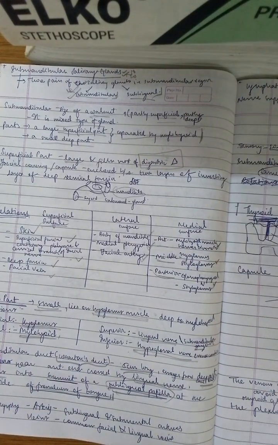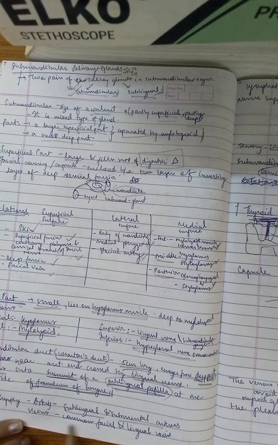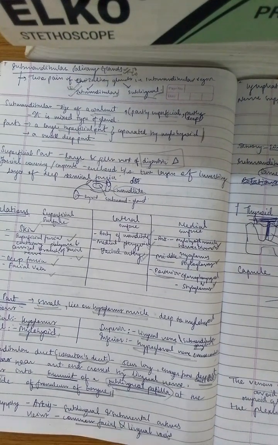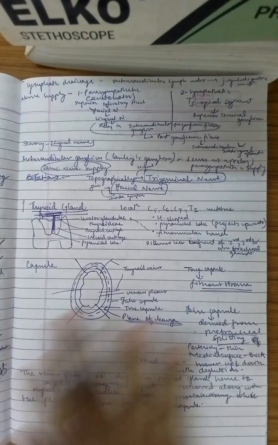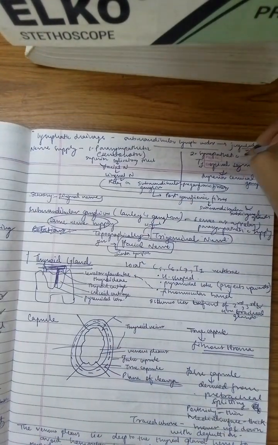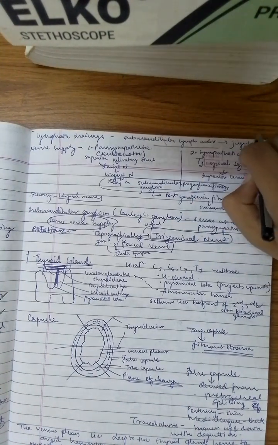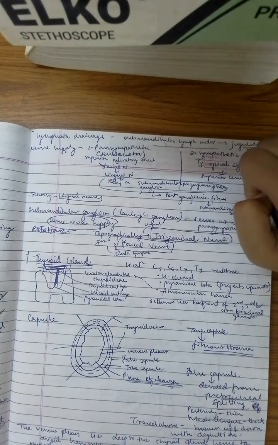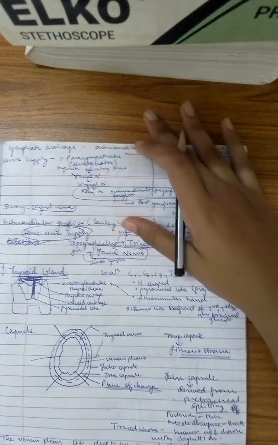Now the blood supply. The arterial supply is by the sublingual and submental arteries. Veins are the common facial vein and lingual veins. Then comes the lymphatic drainage. The submandibular lymph nodes drain into the jugulo-digastric nodes.